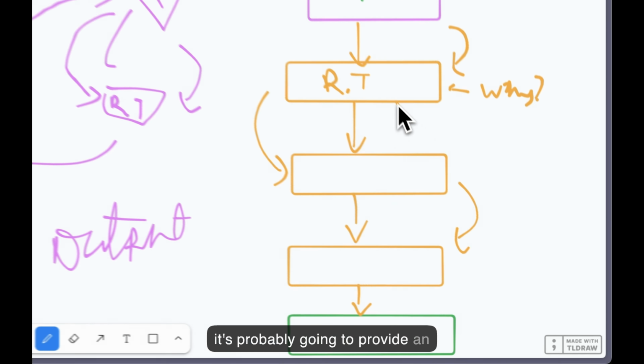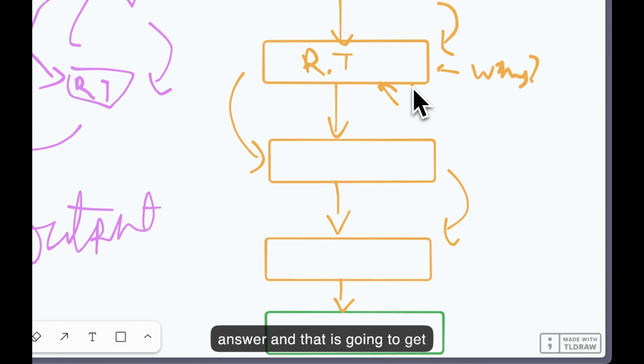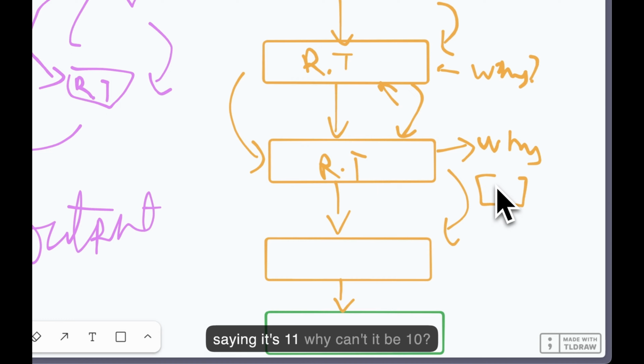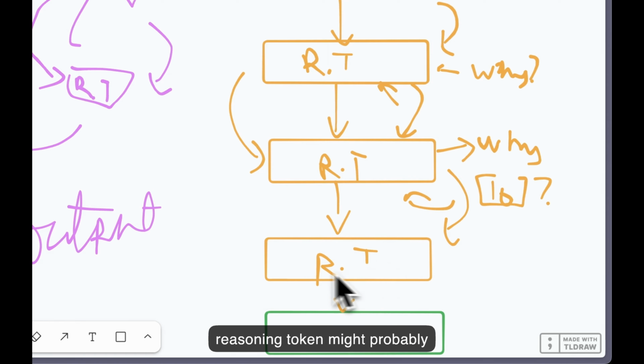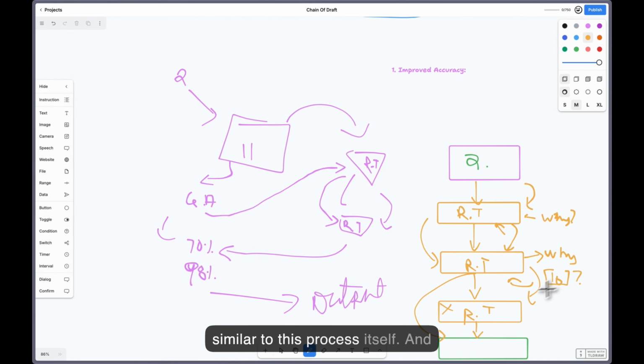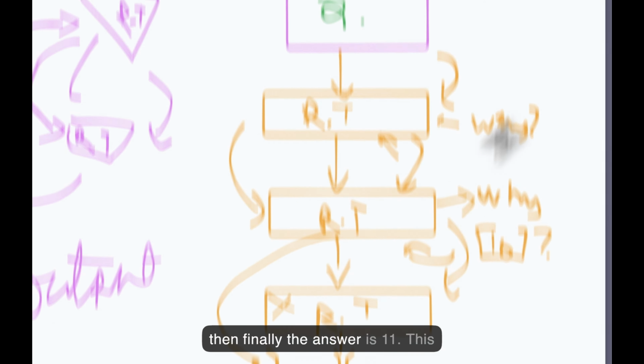And it's probably going to provide an answer, and that is going to get sent to this stream of tokens, or this attention window. And over here, the reasoning token might question it further by saying why it can't be this. It might provide an alternative solution, saying that if you're saying it's 11, why can't it be 10? So it has to prove again that it's 11 because of this. And then this reasoning token might even not be used, or it will just skip to this, or if it gets used, it might be for something very similar to this process itself. And then finally the answer is 11.